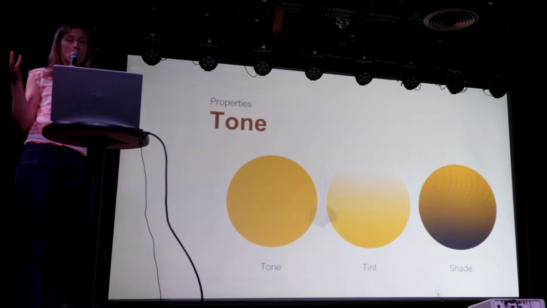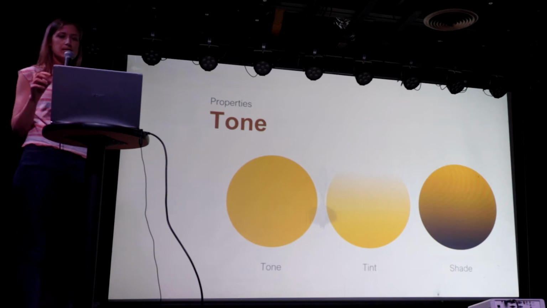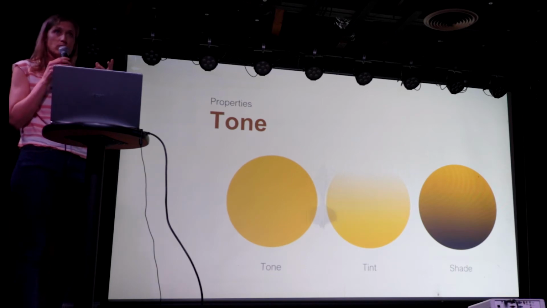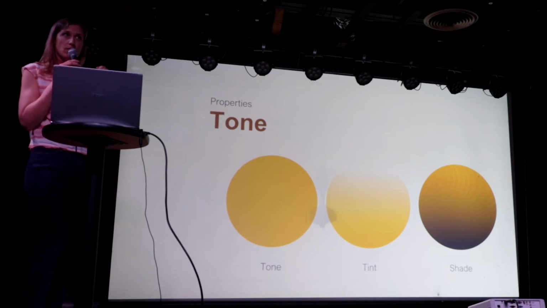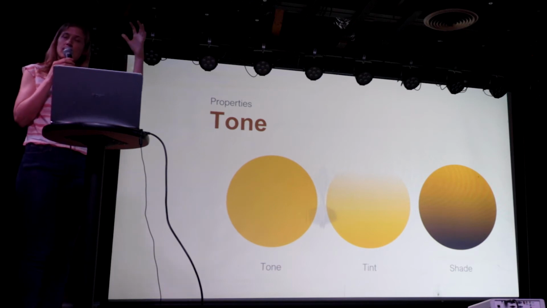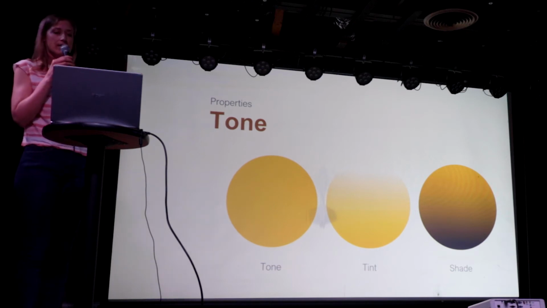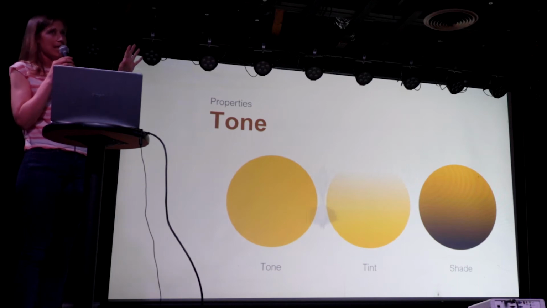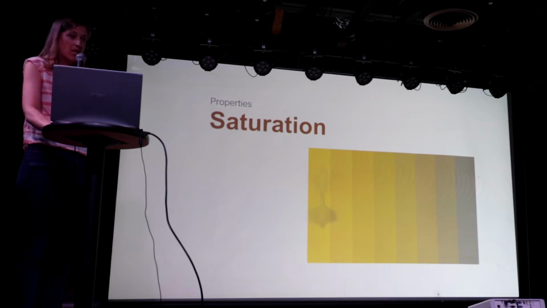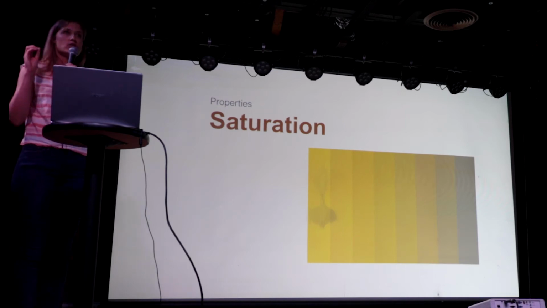Then, we have tone. A tone is made by mixing a pure color with a neutral or grayscale color. So a tone will end up being softer than the original color and allow you to get some range into a specific color within your color palette. From a tone, we also have two variations. We have a tint, where you mix it with white to get a lighter version of that color, and a shade, where you mix it with black to get a darker version of that color. Exciting.